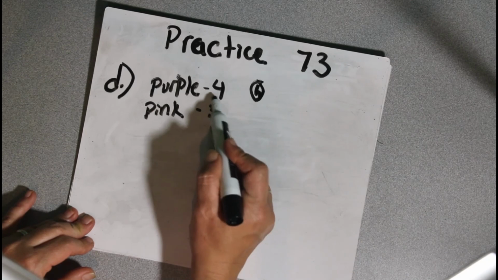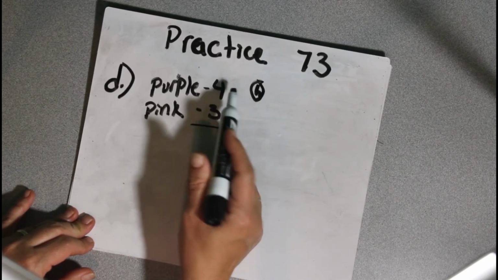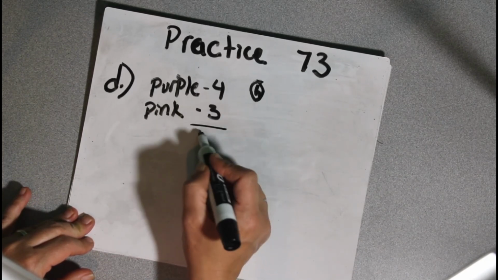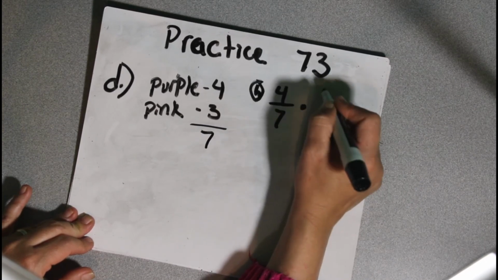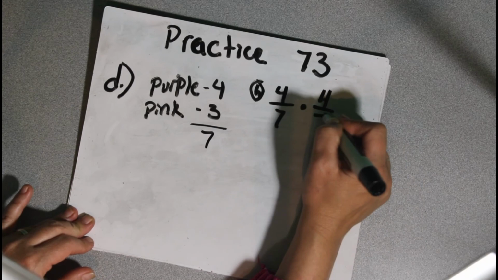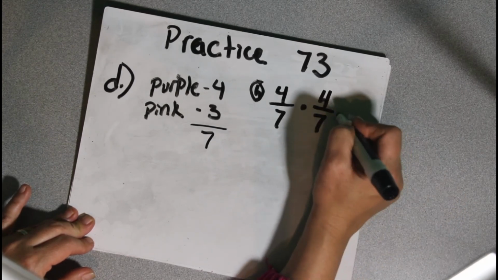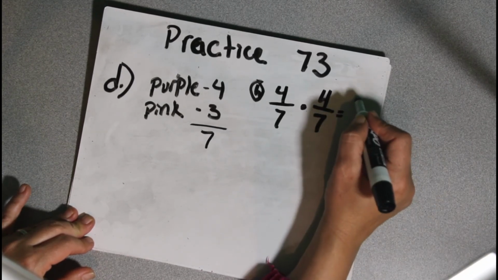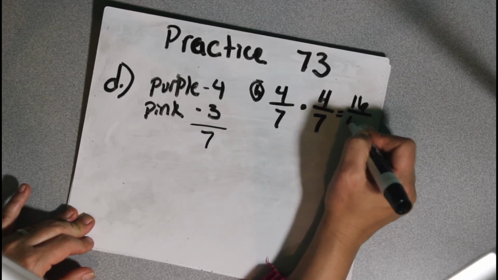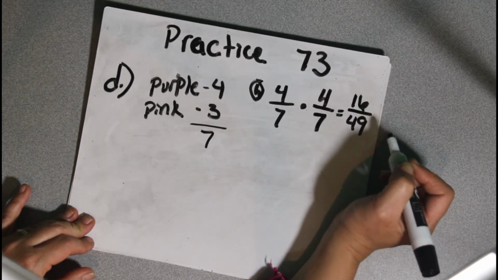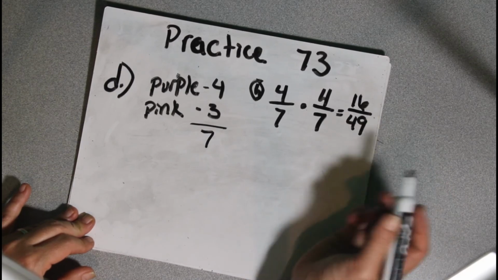So we have 4 purple marbles, and the total in the jar is going to be 7. That will be 4 out of 7. And then multiply that times the probability of the second one, which is 4 out of 7. We're going to get 4 times 4 is 16, 7 times 7 is 49. So it should be 16 out of 49.